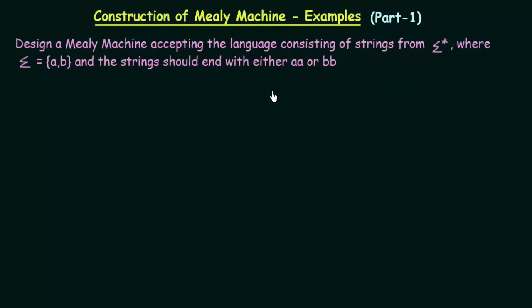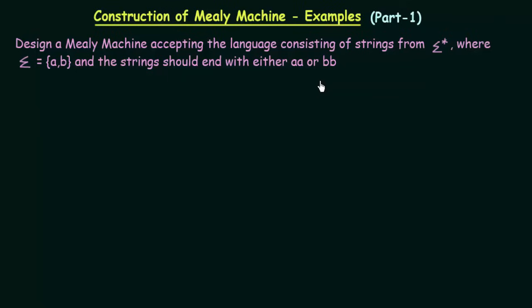Our task is to design a Mealy machine that should accept the language over {a, b} that ends with either AA or BB. If we were to design the DFA for this, we know how we would do it. But a Mealy machine should give outputs. So how can we design a Mealy machine giving outputs in such a way that, from the outputs given, we can figure out whether the string AA or BB is present?